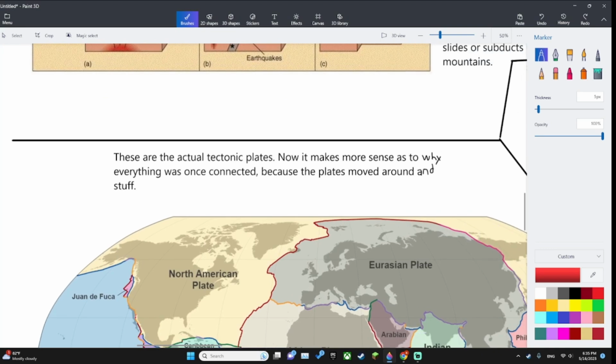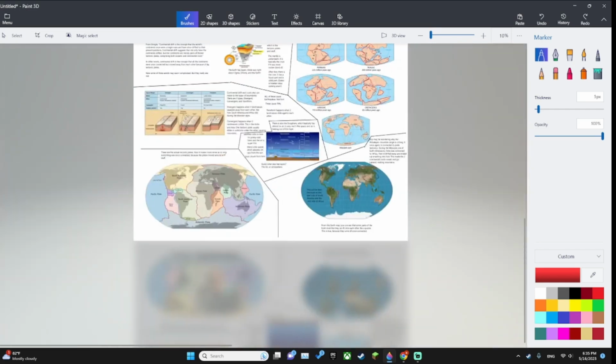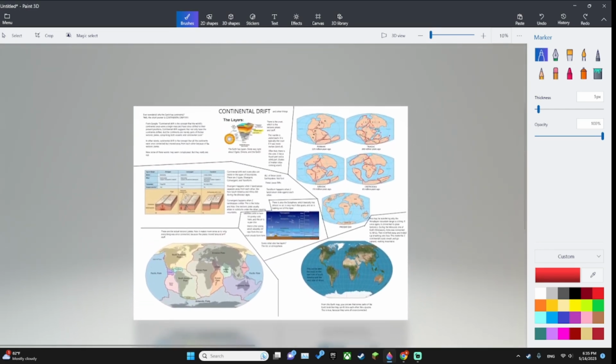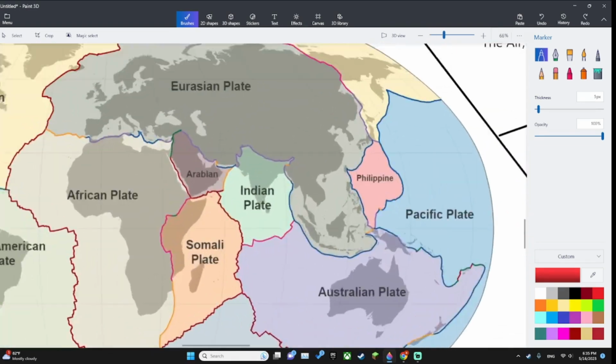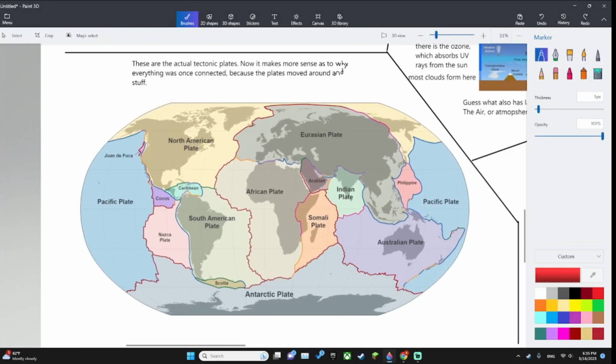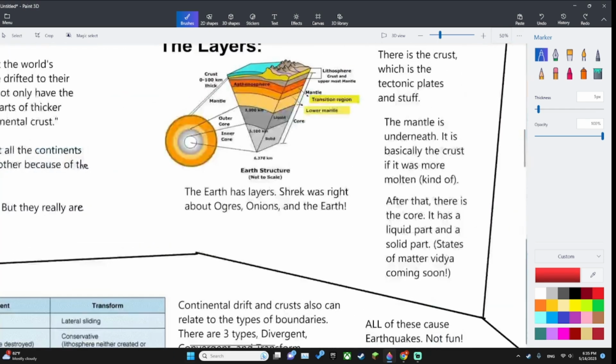Well, these are the actual tectonic plates, and now it makes more sense why everything was connected, because they moved around. Now, why do these move around? What is the reason for this? Layers. This is just one layer of many.